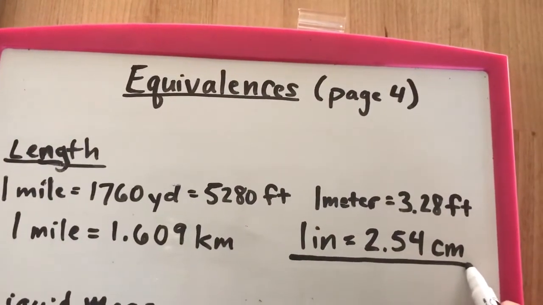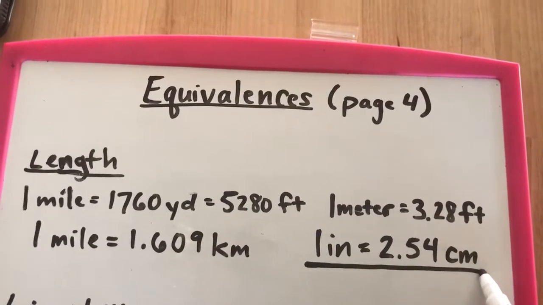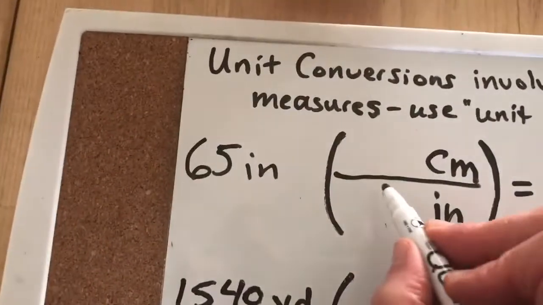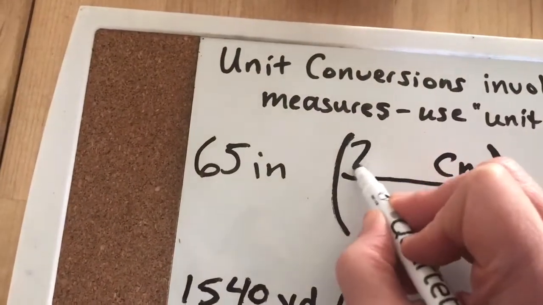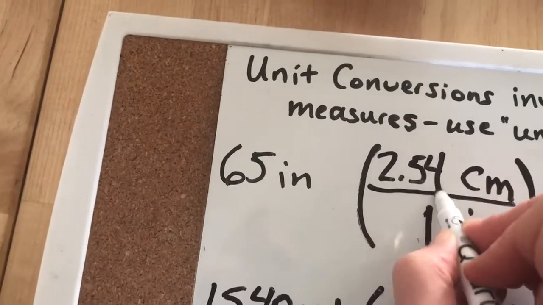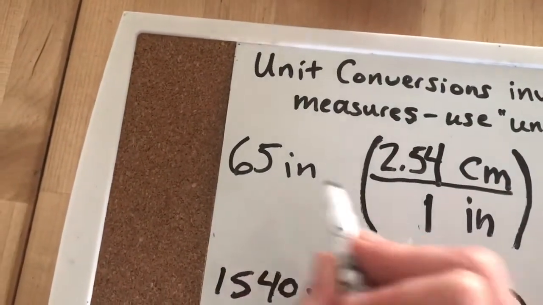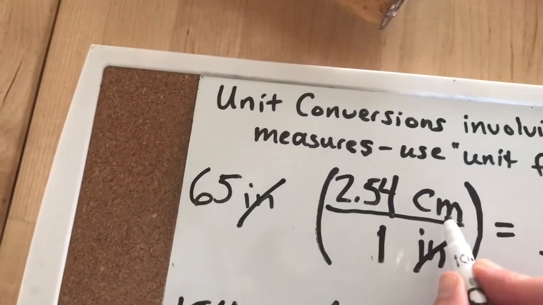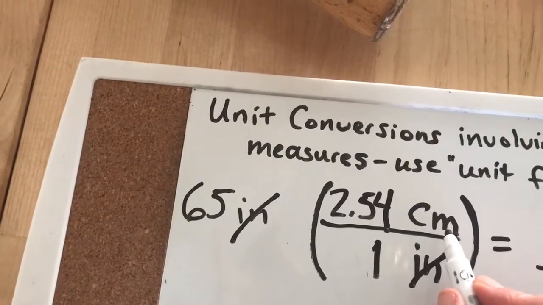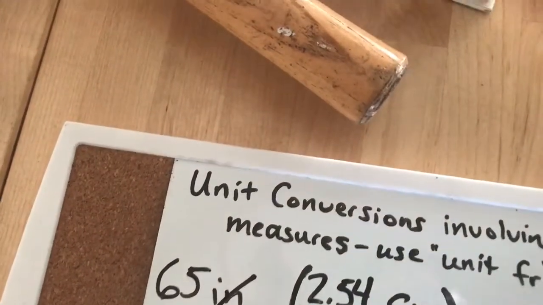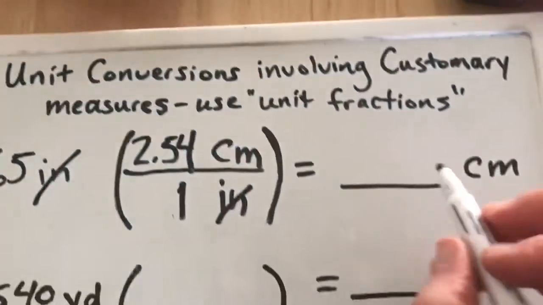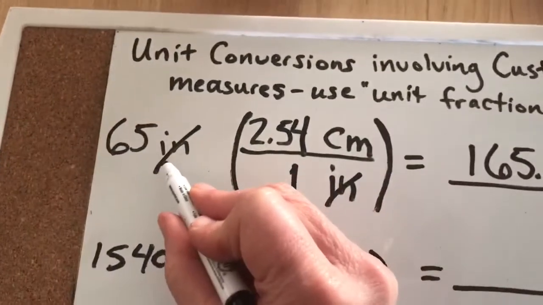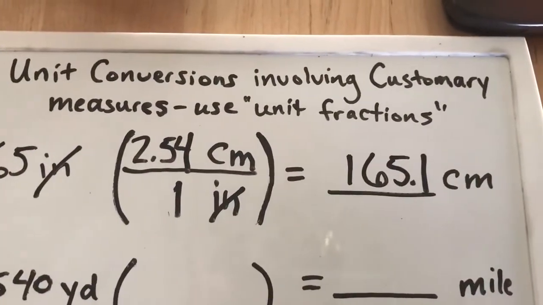1 inch is the same as 2.54 centimeters. And so I'm going to put that into my fraction. The 1 inch goes on the bottom, and the 2.54 centimeters goes on top. When I multiply these two things together, the inches will cancel out with one another, leaving me with centimeters as my answer. When I multiply that together, I get 165.1 centimeters. So that's my height changed from inches into centimeters.